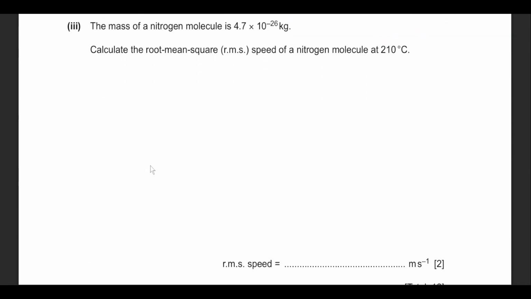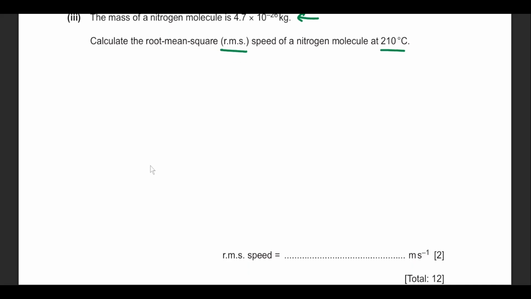The mass of the nitrogen molecule is this. They calculate the RMS speed of the nitrogen molecule at 210. So basically what he's trying to do is make sure that you understand that temperature is a representation of the speed of the gas molecules. We perceive that as hotness or coldness, but it's really just telling us the speed of the molecule, if you look at it.